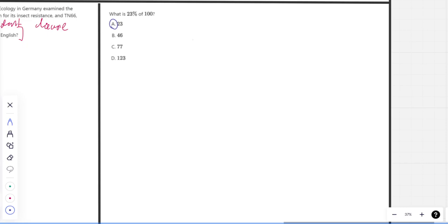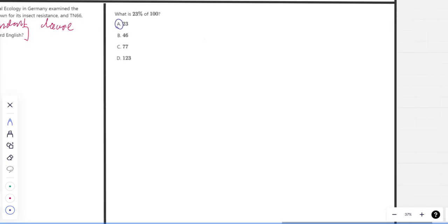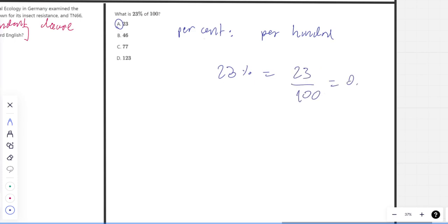23% of 100. When we do percentages, like one key thing is that percent means per 100. So 23% is actually equal to 0.23, or 23 over 100. So if I multiply this times 100, where the word of means multiply, we just get back to 23.